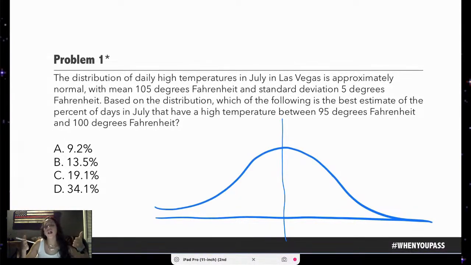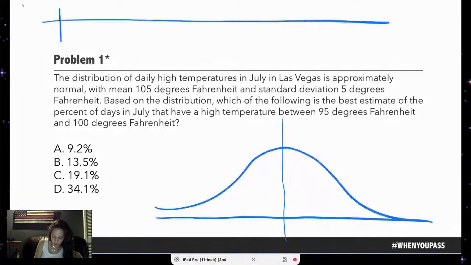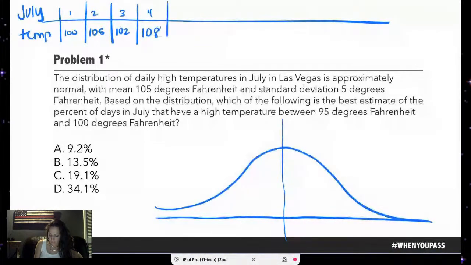So what this bell curve represents is the data that we're describing. And what's the data that we're describing? Temperatures in July. So on July 1st, it was 100 degrees. On July 2nd, it was 105 degrees. On July 3rd, it was 102 degrees. On July 4th, it was 108 degrees. On July 5th, and so on through the end of the month.